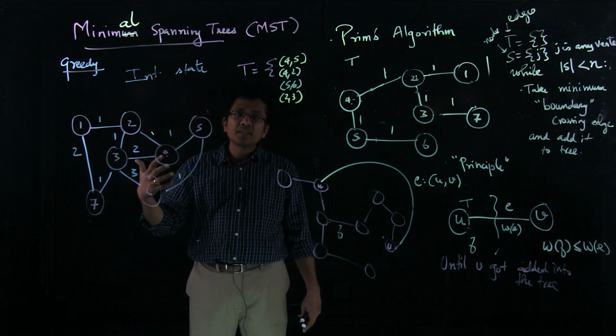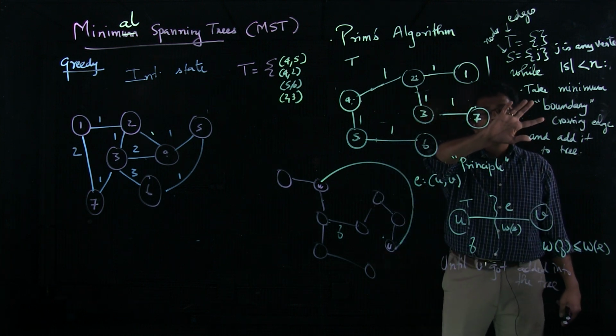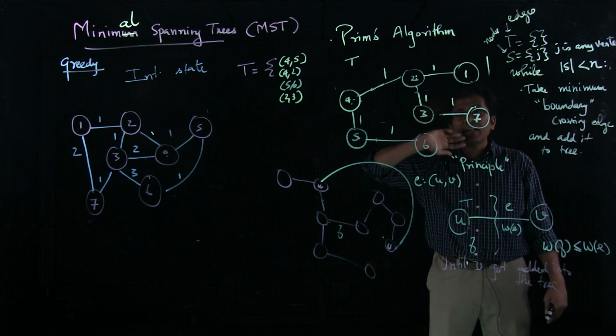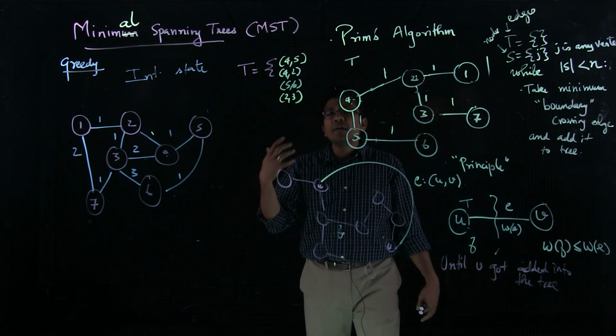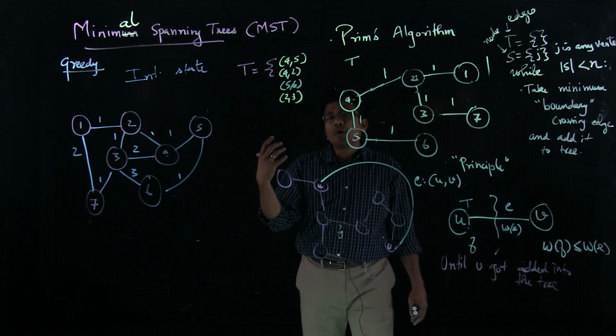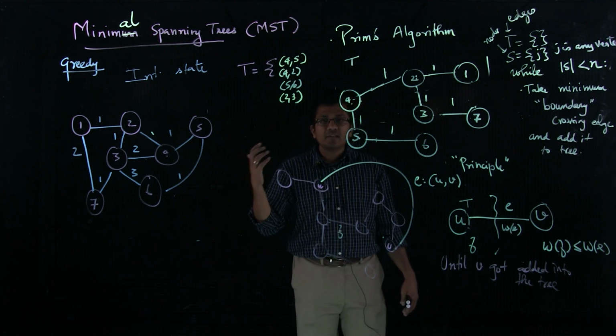All right, if that's clear, then the next step is to show how the bookkeeping is done for Prim's algorithm, so that we can always find this minimum boundary crossing edge with no fuss. Finding this minimum boundary crossing edge might require a lot of work at every step. How do we do it efficiently? How do we data structure this? How do we do the bookkeeping? We'll see that in the very next video coming right up.